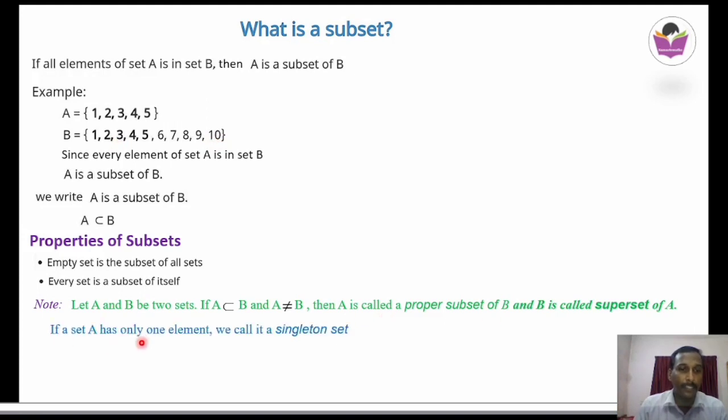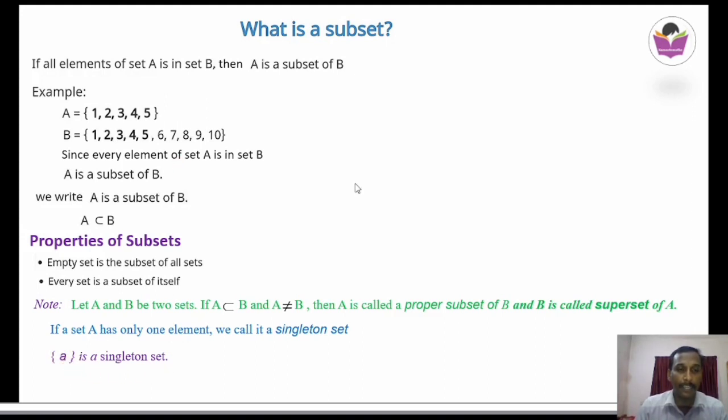If a set has only one element, we call it a singleton set. Means only one element in a set, the number of elements of that particular set is 1, then we can call that set a singleton set. Here this is the way. See, for example, this set is having only one element, the set of A. It is having only one element. So it is an example of a singleton set.